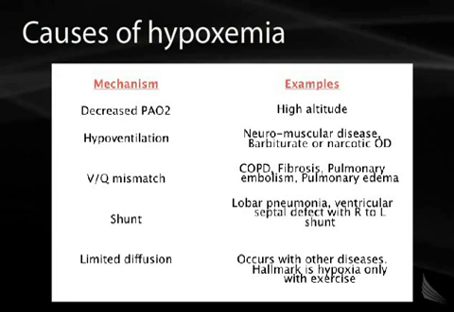Shunt is really an extreme example of VQ mismatch, in which case you've got areas of the lung that are perfused but not ventilated. We see this in the case of lobar pneumonia, we see this in the case of atelectasis, and we see it also in cardiac causes, such as a ventricular septal defect with a right to left shunt. Limited diffusion is another potential cause for hypoxemia, but it rarely occurs in and of itself. The hallmark of limited diffusion contributing to hypoxemia is that the hypoxemia occurs with exercise as opposed to at rest.